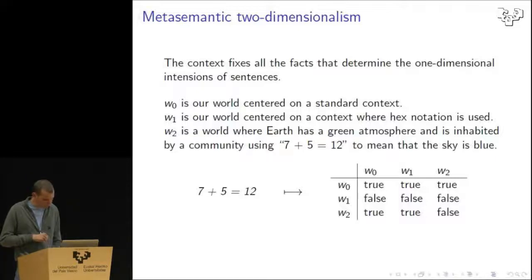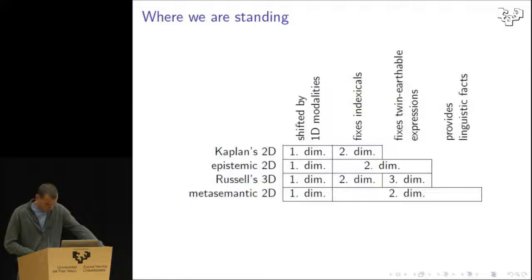Okay. So to summarize this quickly, the role that a context plays here is just to capture all the facts, and these are mainly probably linguistic conventions, which influence that in a certain context a sentence expresses a certain one-dimensional intension. And then, if you draw this in this table, the role of the context in the second dimension is just to take care of all these factors. So it provides the linguistic facts, and in some sense it fixes the referent of twin-earthable expressions, even though you don't really have to explain how this works, because you can just take this to be part of the meaning. And it also fixes the indexicals.